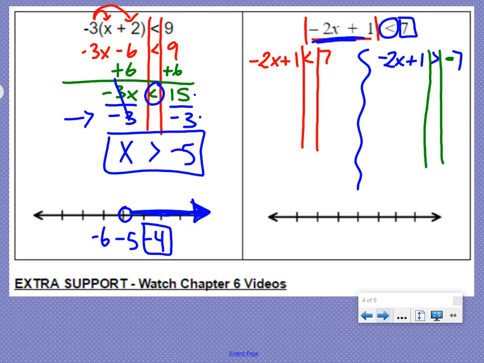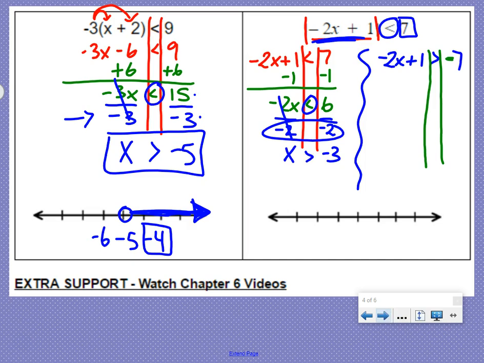Solve both of them. Undo +1 with -1. We get -2x is less than 6. Divide both sides by -2. And we get x -3. We divided by a negative, which means we have to flip our inequality. So we have x is greater than -3.